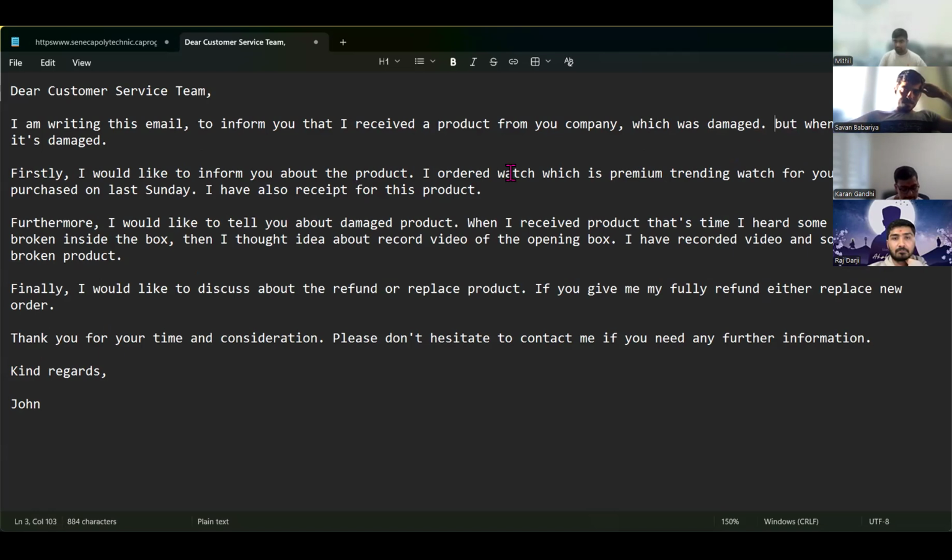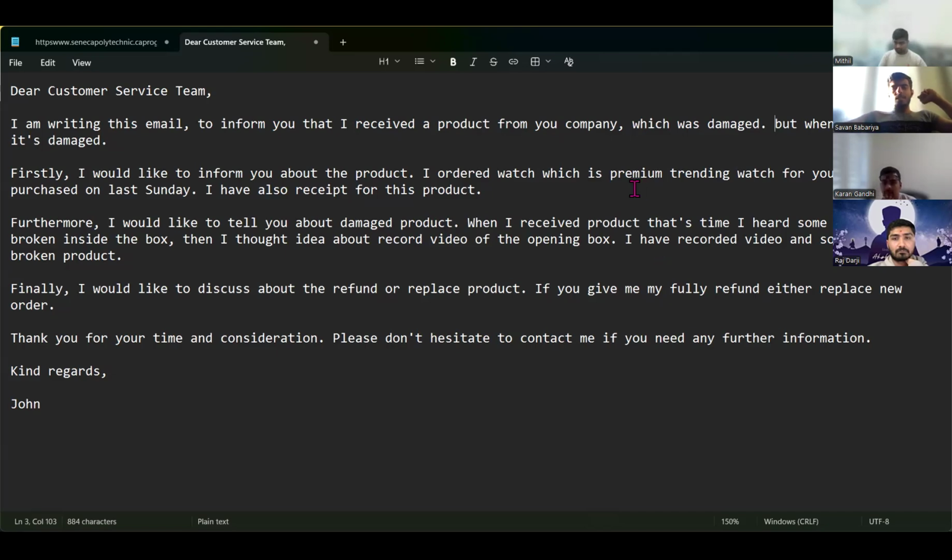Next point. Okay. Firstly, I would like to inform you about the product I ordered, which is a premium trending watch for your company. I purchased it last Sunday. I have also received a receipt for this product.